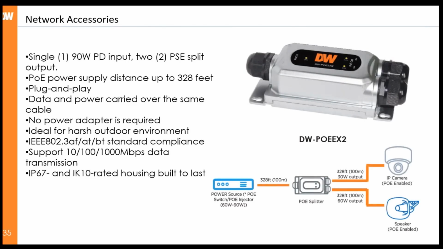So you can have a single 90-watt input split the output. So 30 goes to one side, 60 goes to another. If you put a 60 watt in, it'll go 30 and 30. Okay. If you have something weird, 75 or whatever, it will still only make one 30 and the other one will get the leftover. But data and power carried over the same cable, obviously, no adapters required. It's a heavy duty piece of gear. It's IP67 and IK10 rated heavy duty aluminum housing.